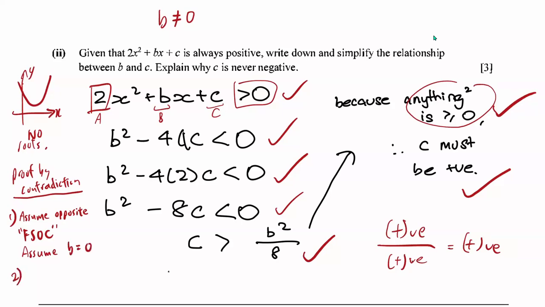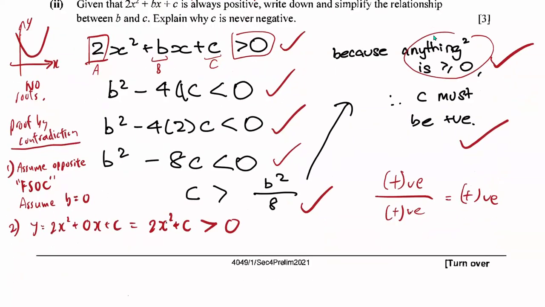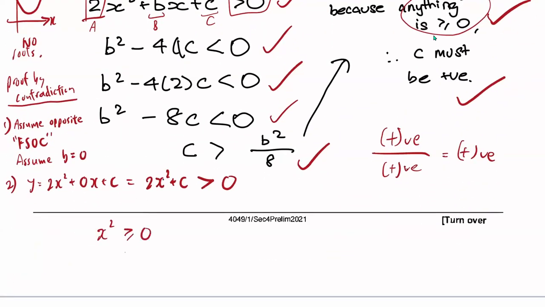Let's see what happens. Well, we have the expression here, y equals 2x squared plus bx plus c. So that means y equals 2x squared plus 0x plus c. This gives you 2x squared plus c, right? Here they tell you that this expression is always positive. What does it mean to be always positive? It means this is more than 0, right? But what do you know about x squared? x squared is more than or equal to 0 in general, for all x.